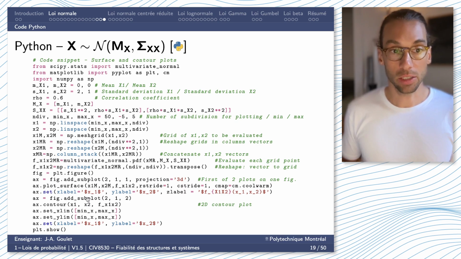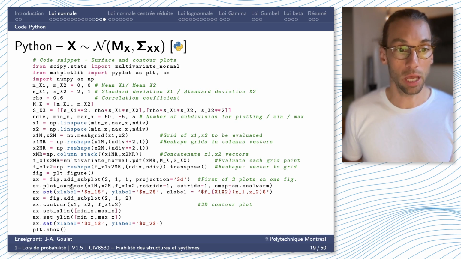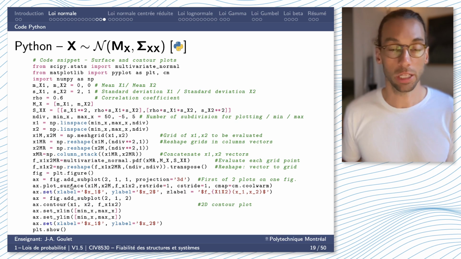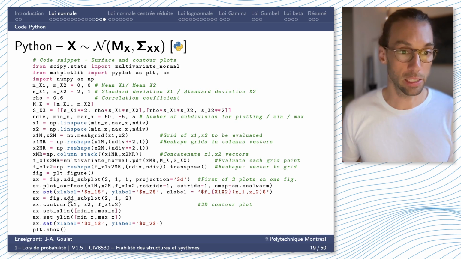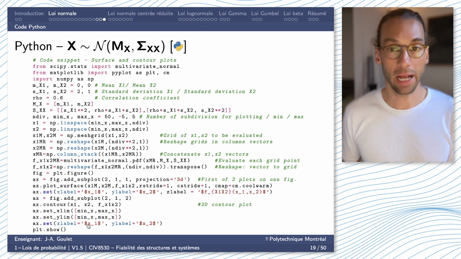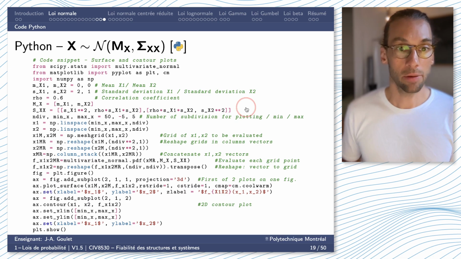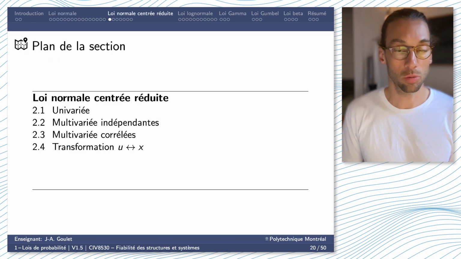I can add a second subplot for plotting the contour. Okay, these two use the same input. It's only that one is going to be the contour and the other one is going to be the surface. And then I can set the limits and add axis labels. So this is how we can plot using the multivariate normal.